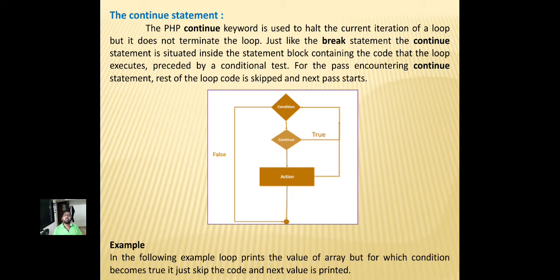So in here, the flow chart diagram. Example: in the following example, the loop prints the values of an array, but for the value where the condition becomes true, it just skips the code and the next value is printed.